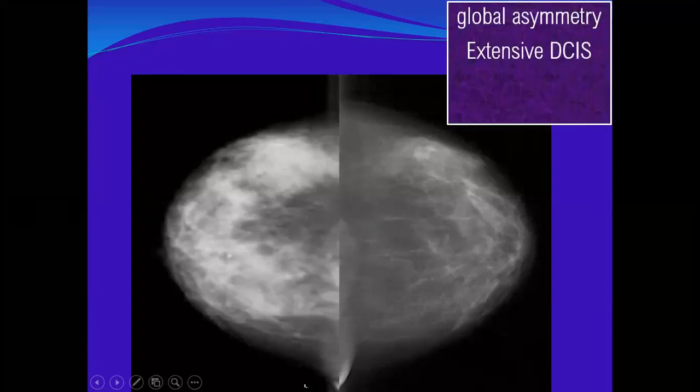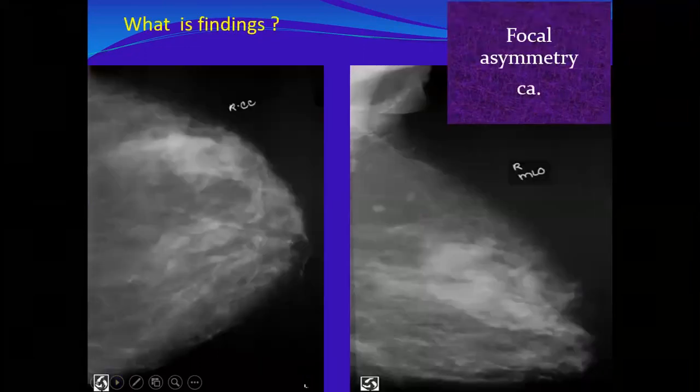It might be that this global asymmetry is due to extensive carcinoma in situ. So just keep the differential diagnosis in mind. I tried to bring a lot of differentials just to remember that there are many differential diagnoses, so we have to tackle the patients properly, not to ignore things. Okay.